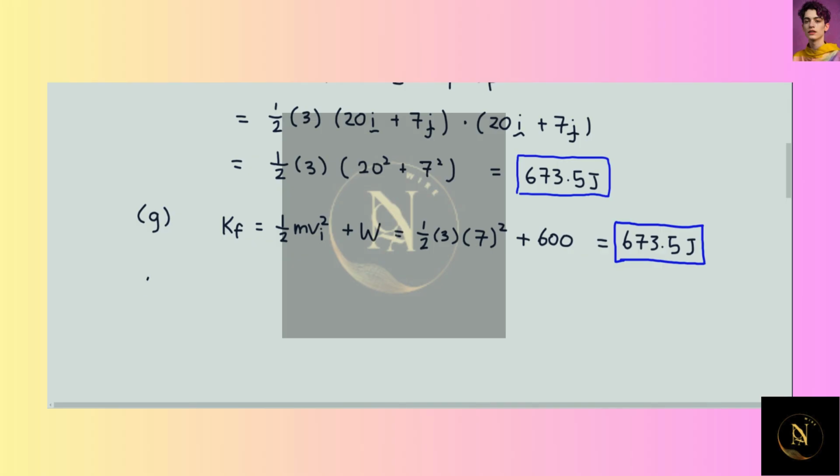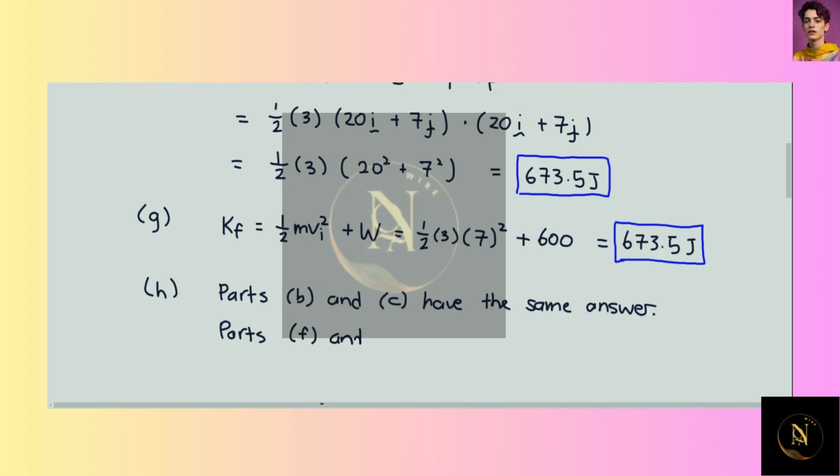Then in part H, we want to compare the results in parts B and C. Parts B and C have the same answer. And similarly, parts F and G have the same answer as well.